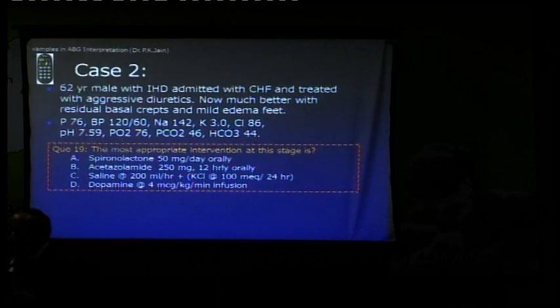Dopamine will never improve respiration. If you see dopamine at low dose like this, it is dead, gone, never ever talk about it. Lots of problems: gut ischemia, translocation occurring, increasing oxygen consumption, etc.